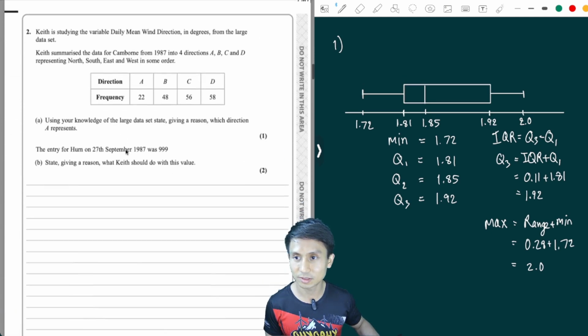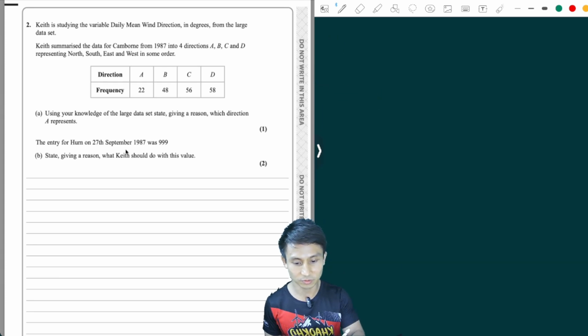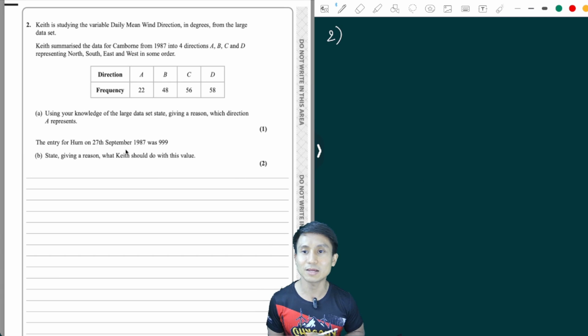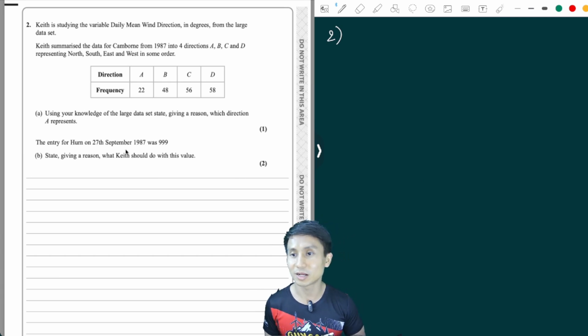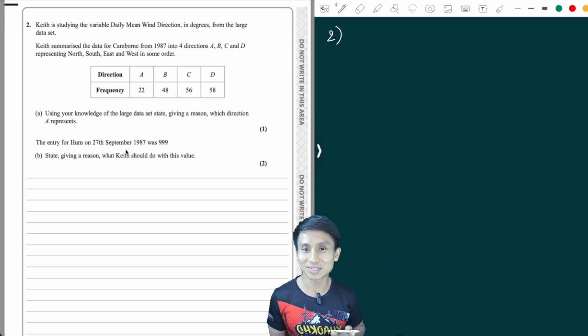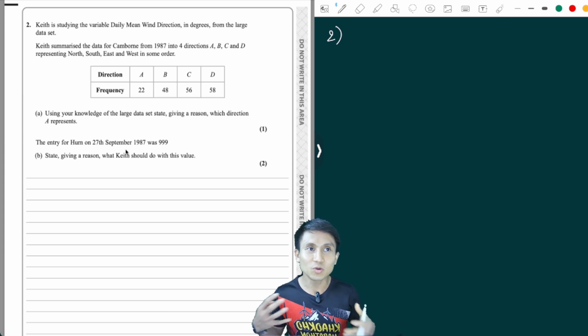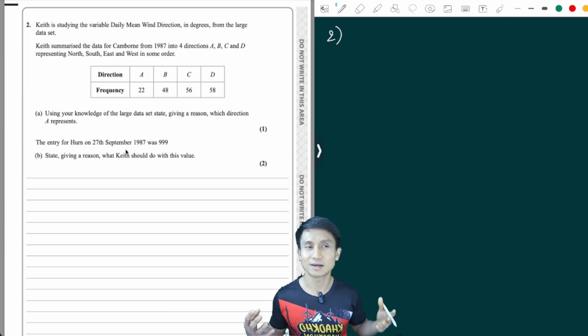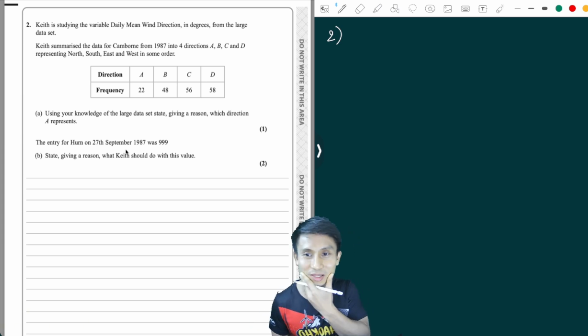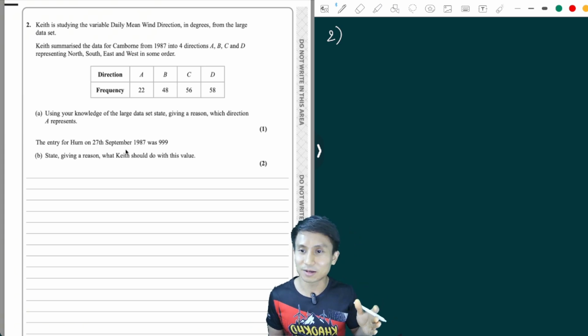Let's go to the second question, question 2. All right. So question 2: Keith is studying the variable daily mean wind direction in degrees from the large data set. Now I know that some people might dismiss this topic, like they don't even care about this, but if you try looking at the big picture trend, it's not too bad, right? Okay, for example, let's look at this one. And actually, I have done some research on the large data set and extracted some meaningful patterns.